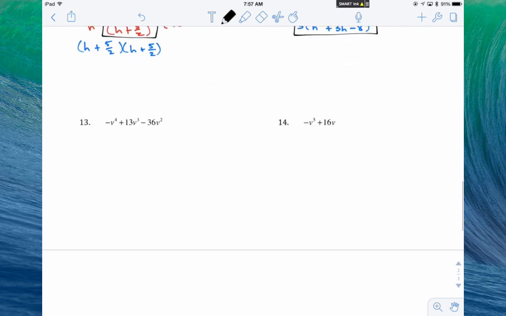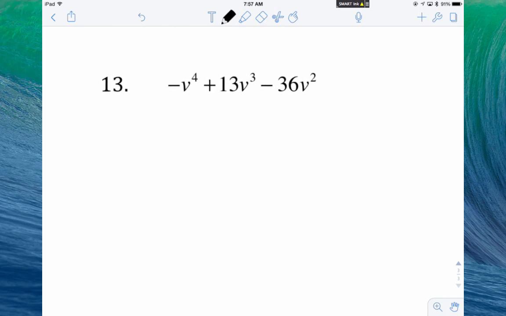All right, just two more. Here we go, number 13. Are we in standard form? Yes. Is there a common factor? Yes, I think v squared, or even better, negative v squared, would be a common factor worthy of factoring out, because that leaves us a nice positive v squared minus 13v plus 36.